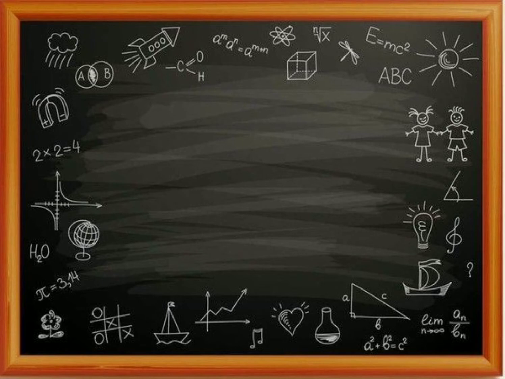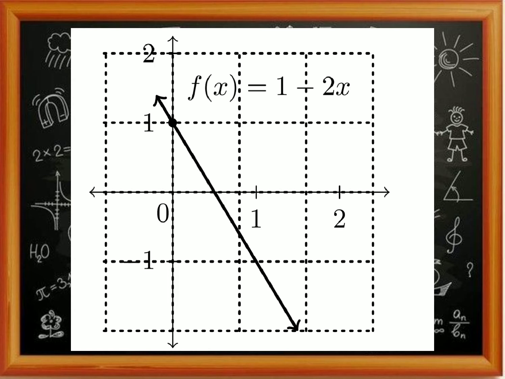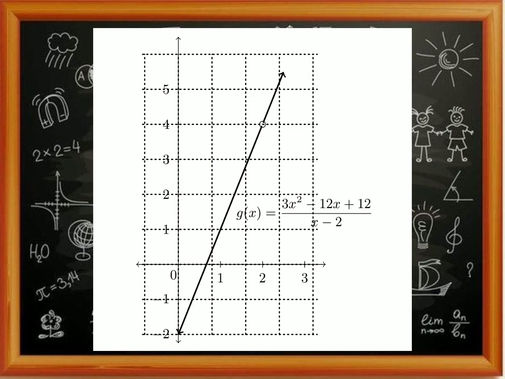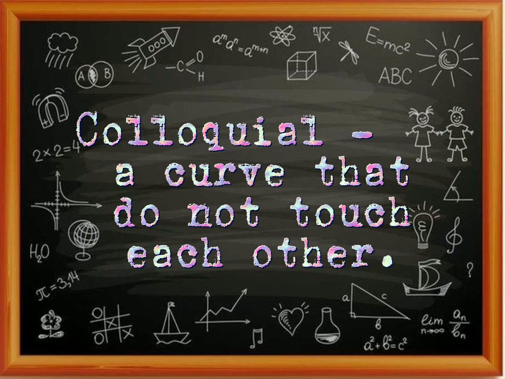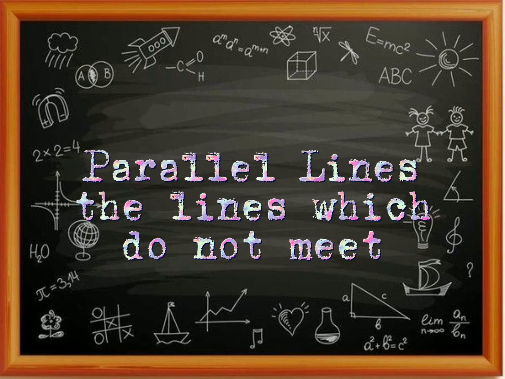If we summarize the whole idea, we can make a pattern to simply determine if the function is continuous at a given point. In the first example, you can simply tell it is continuous if the point is shaded and on a straight line. In the second example, you can simply tell it's discontinuous if the point has a hole in it. And in the third example, you can simply tell it's discontinuous if the lines are curves that do not touch each other, or parallel lines, the lines which do not meet.